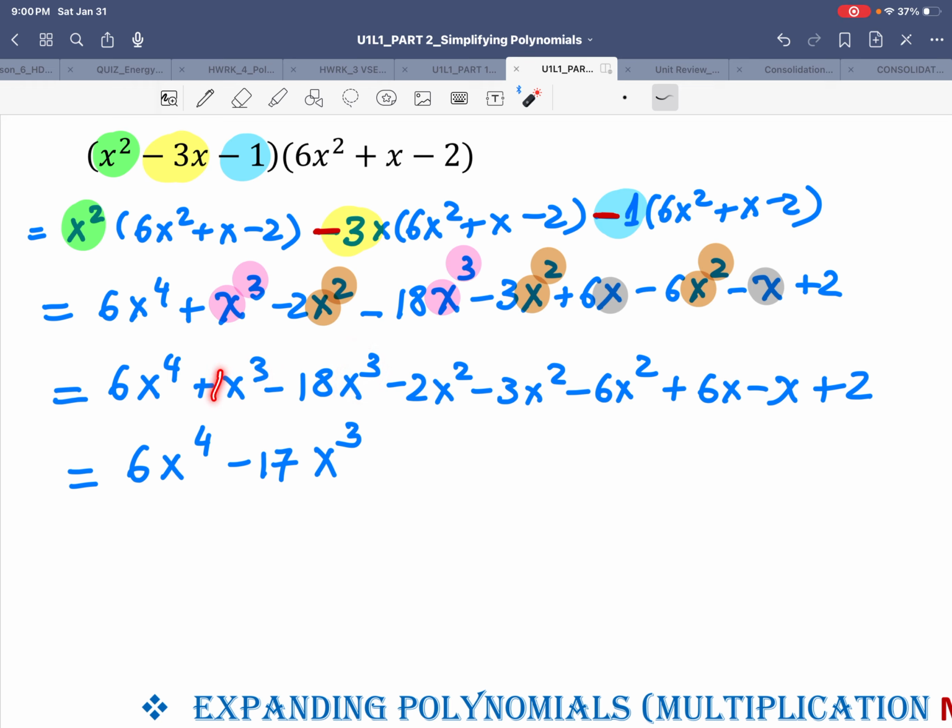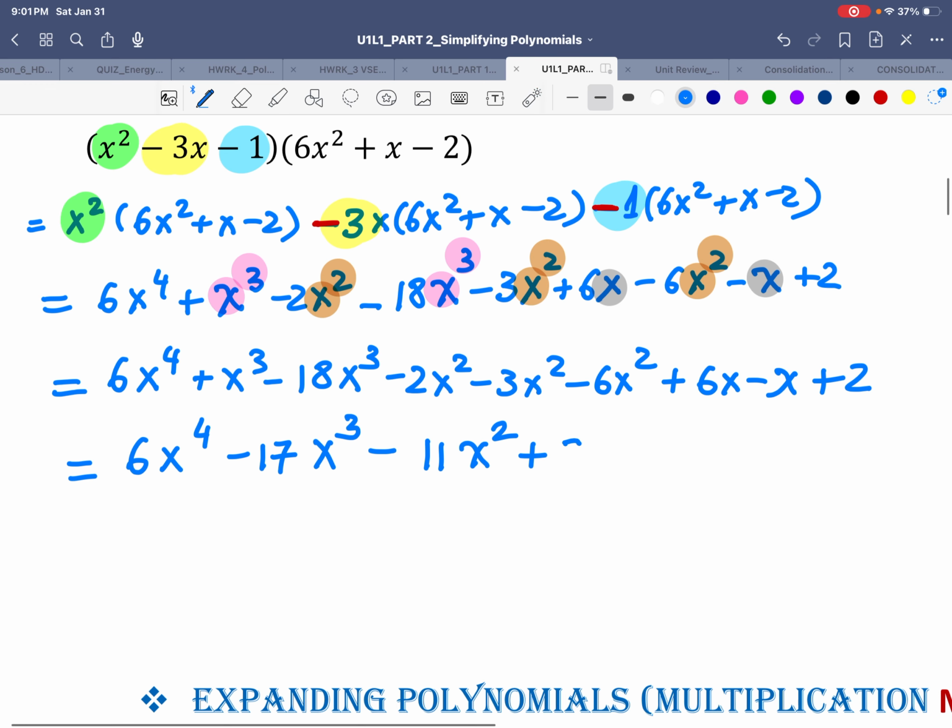We just work out the coefficients because we have a positive x cubed and 18 negative x cubes. So that means that the result will be negative 17 of them. So together they make negative 17x cubed. Same thing here: negative 2 minus 3, negative 5 minus 6, minus 11x squared, and then 6x minus 1x is 5x, and then plus 2 at the end.